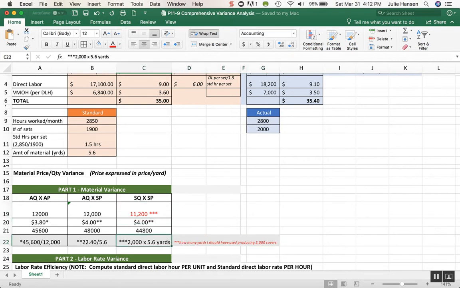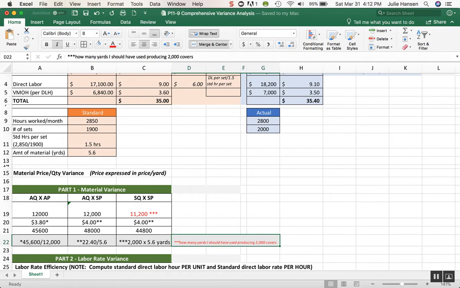So since each of them takes 5.6 yards according to the standard, then how many yards should I have used when I manufactured those 2,000 covers? So that's where I come up with the 11,200. How many yards should I have produced when I produced 2,000 covers?